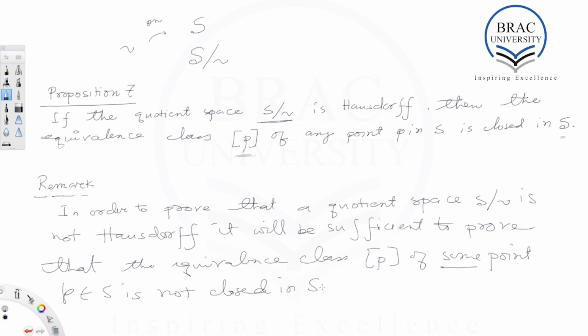So if you can show that there exists a point P in S for which the equivalence class is not closed in S, we are done proving that the quotient space is not Hausdorff. This is the usefulness of proposition 7. We just use the contrapositive of the statement in proposition 7 to prove that some quotient space is not Hausdorff. This is the useful part of this proposition. So using this remark, we are going to see a useful example.